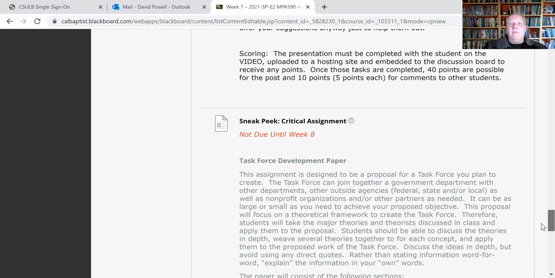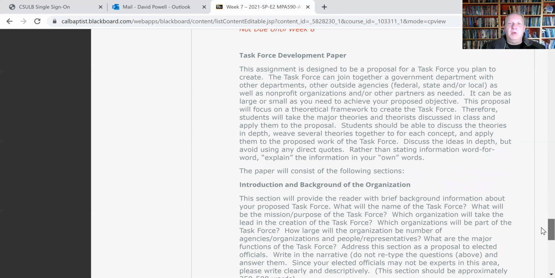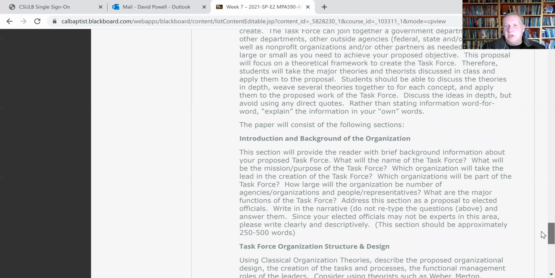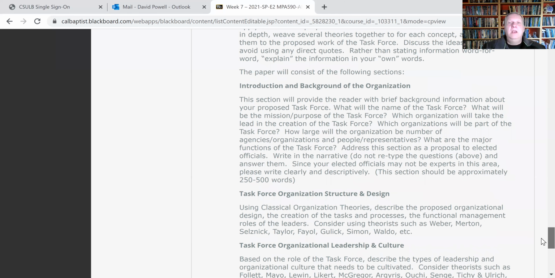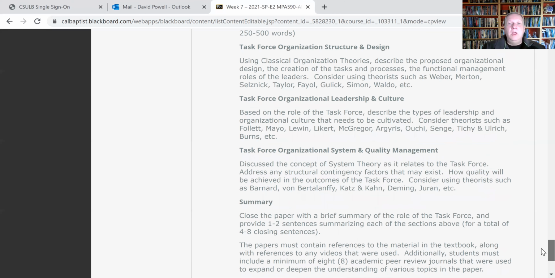Later on here, we have the sneak peek of the critical assignment. This is week 7, so you've already been working on it, and you probably have a pretty good draft already created. You know what's included, but you'll be including sections such as introduction and background, organization structure and design, organization leadership and culture, organization system and quality management, and a summary. And that's the critical assignment you'll be turning in next week.